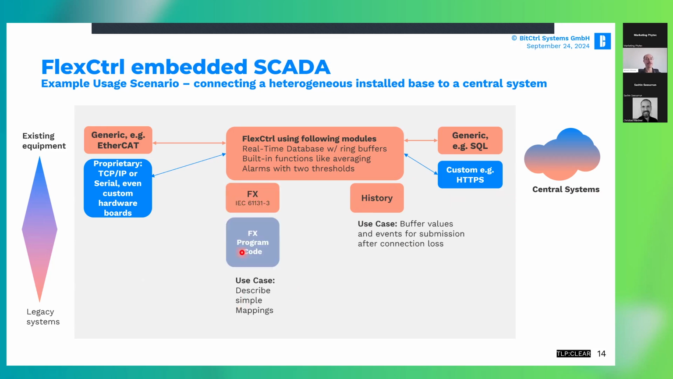Another possibility would be to add an FX program. We call it functional extension. And the use case here would be to describe some simple mappings to transfer data from the left to the right and from the right to the left side.